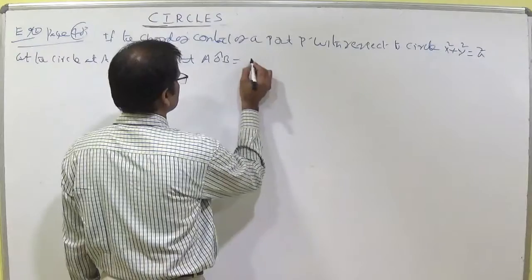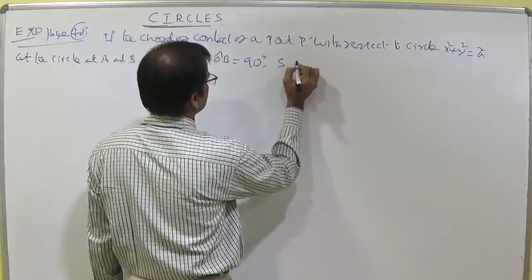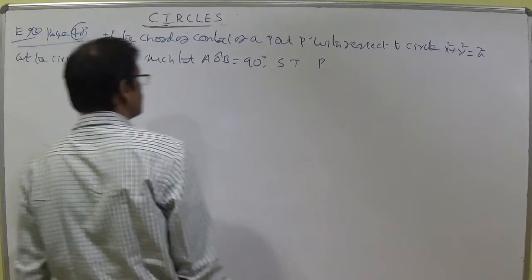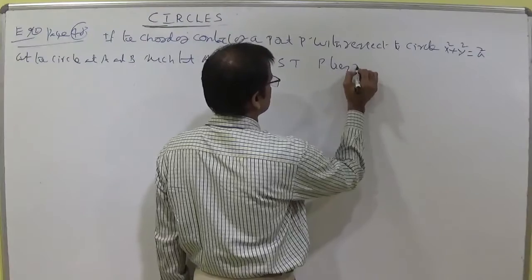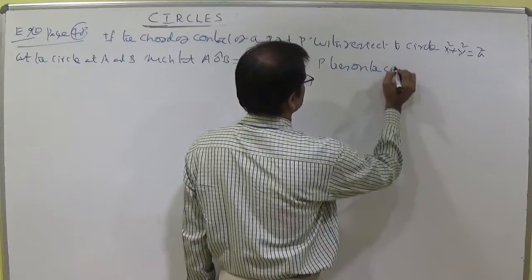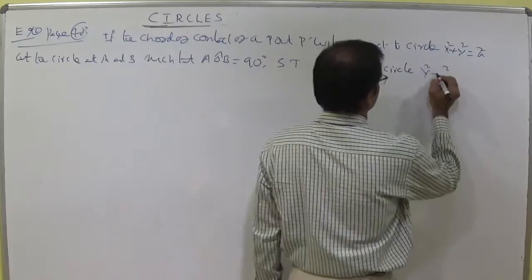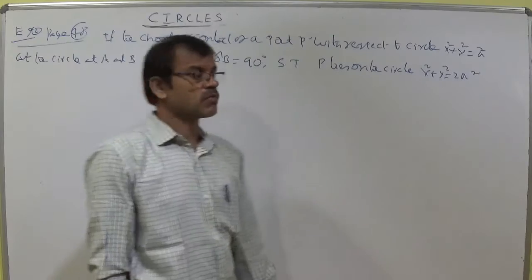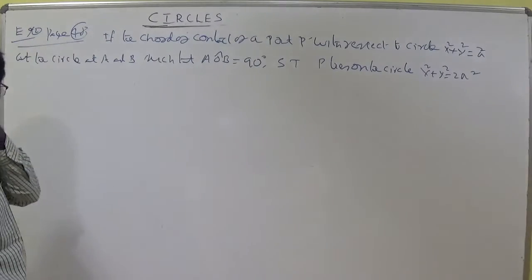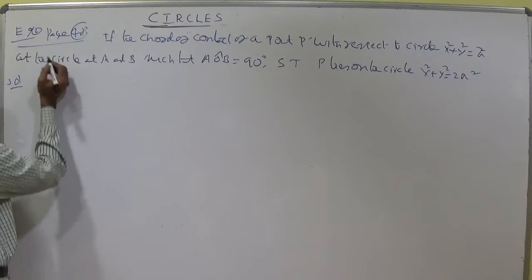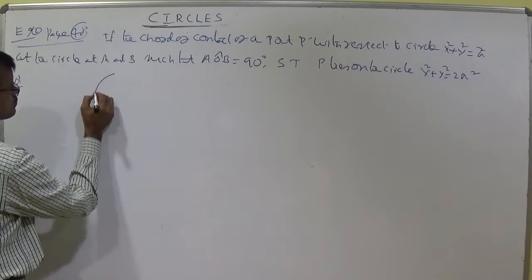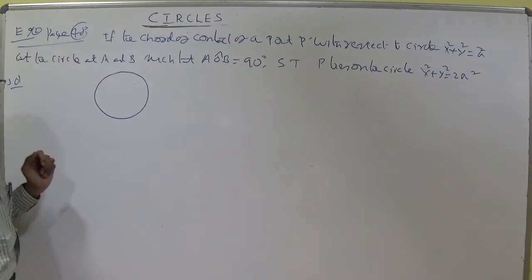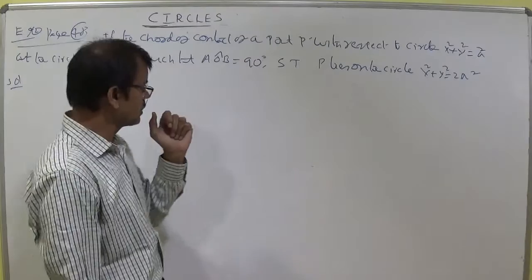Then show that P lies on the circle. The circle equation is also given, so we should prove that the equation is x square plus y square is equal to 2a square. Let us draw the diagram, then we can do the sum easily. He has given the answer by the homogenization method. We can follow another method also.